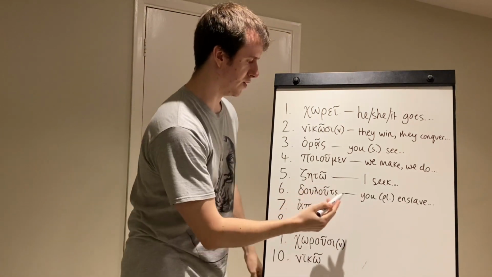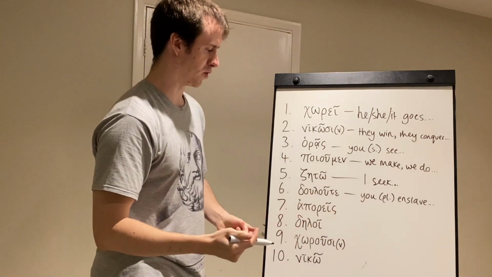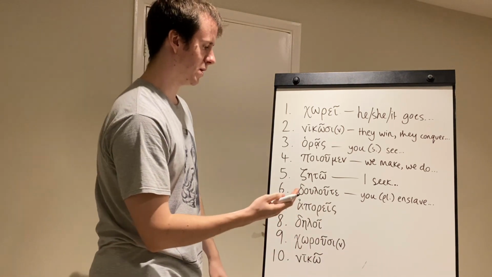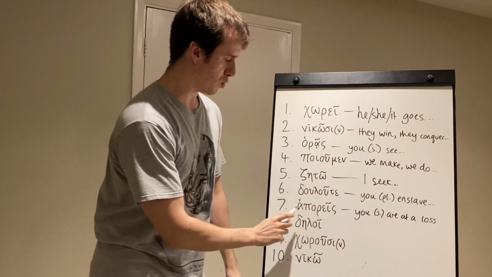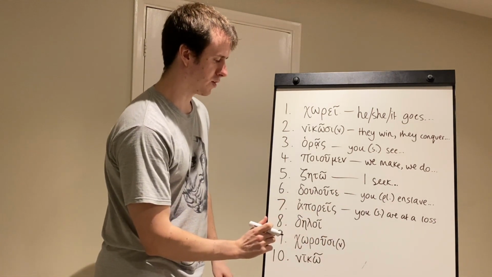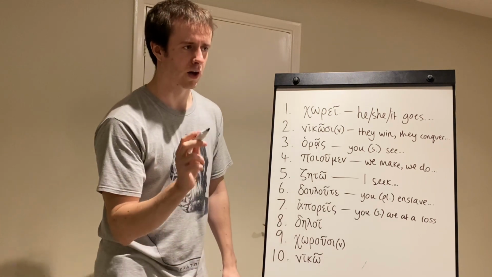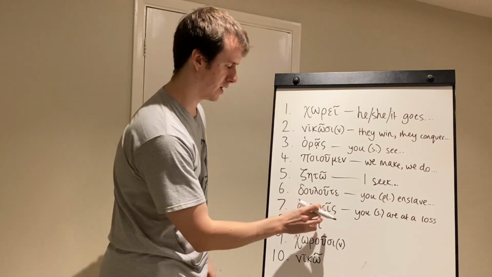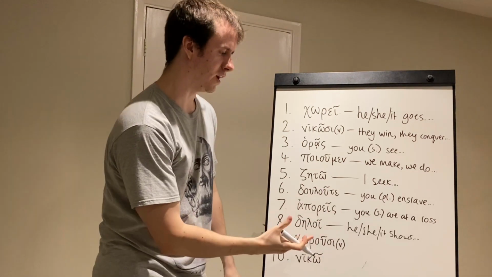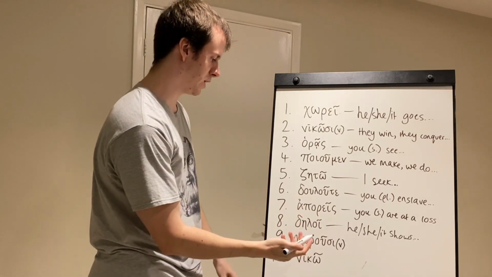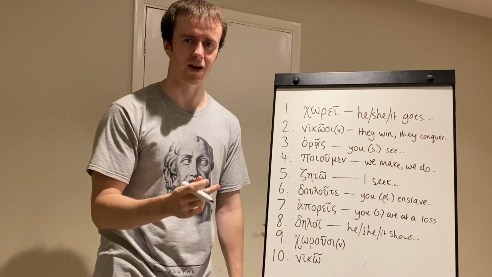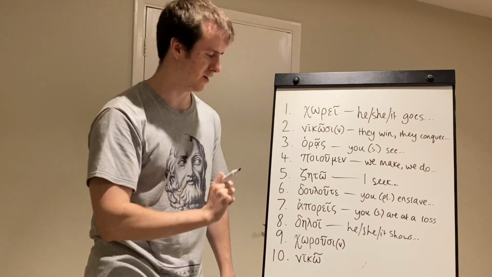Douloute means you plural enslave or you plural are enslaving. The omicron has contracted with the epsilon to make omicron upsilon. Aporeis means you singular are at a loss. The epsilon in the stem has contracted with the epsilon iota in the ending to make epsilon iota. Deloi means he, she, or it shows or is showing. The omicron has contracted with the ending epsilon iota to make the ending omicron iota instead.